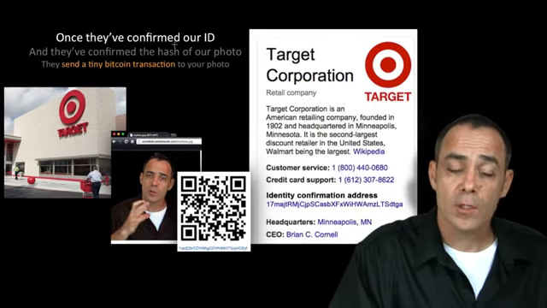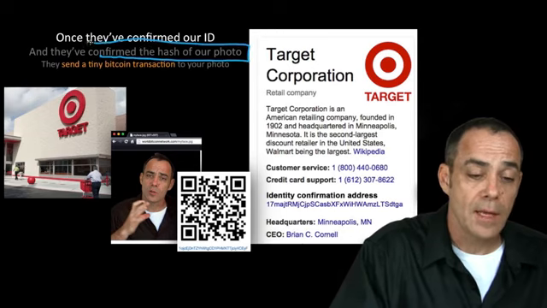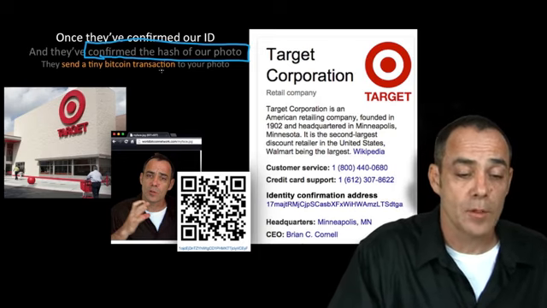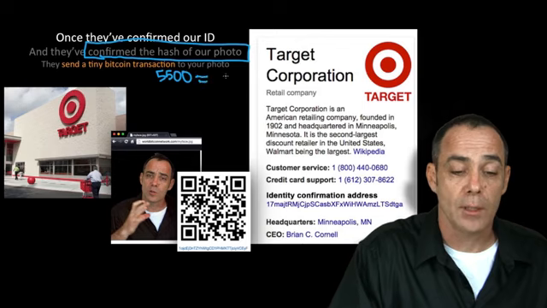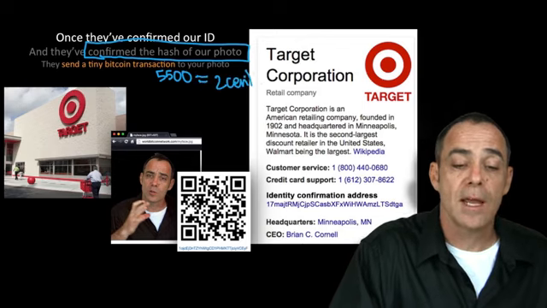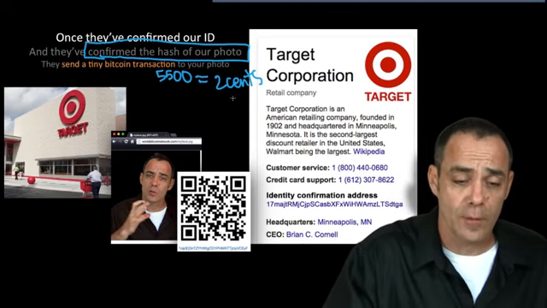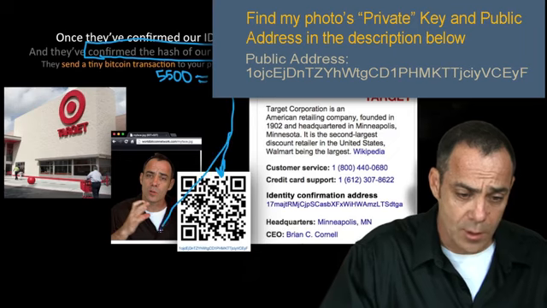And if they do, they agree it's all the same, and they've confirmed that the hash of our photo is correct, they can now send a tiny Bitcoin transaction to the photo. I believe the smallest you can send right now is 5,500 Satoshis, so that's approximately equal to 2 cents or less. So they send a tiny 2-cent transaction to the photo. Well, what do you mean to the photo? Well, they send it to this QR code right here, to this public address right here.